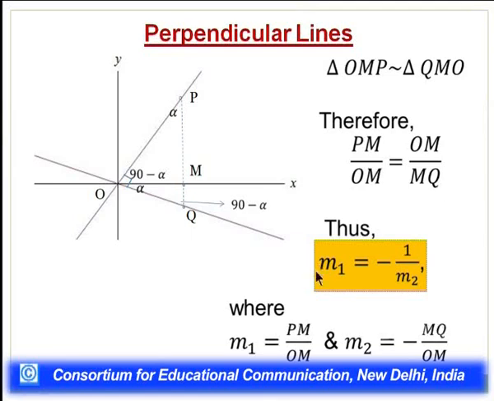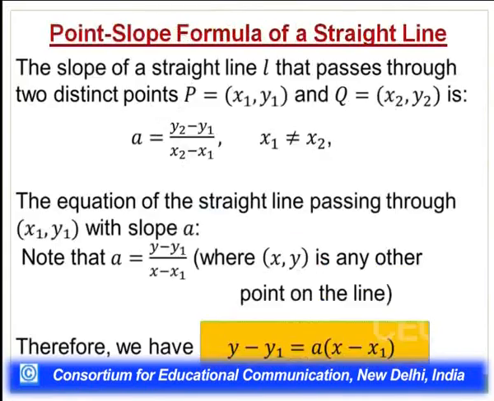Now PM upon OM is nothing but the slope of the first line, so that is M1, and OM upon MQ, let's look here. The slope of the second line, M2, is actually minus of MQ upon OM. The second line passing through the points O and Q is a negatively sloped line, so the slope is given by minus of MQ divided by OM. So OM upon MQ is nothing but minus 1 upon M2, and that establishes the result for the relationship between the slopes of two perpendicular lines.